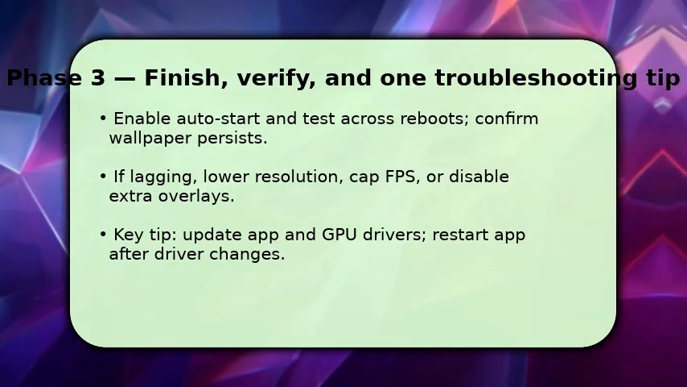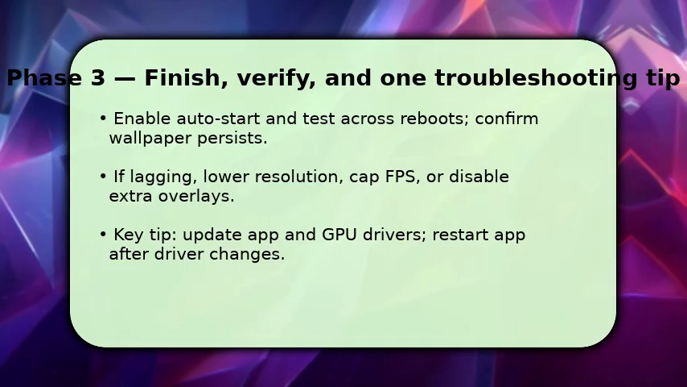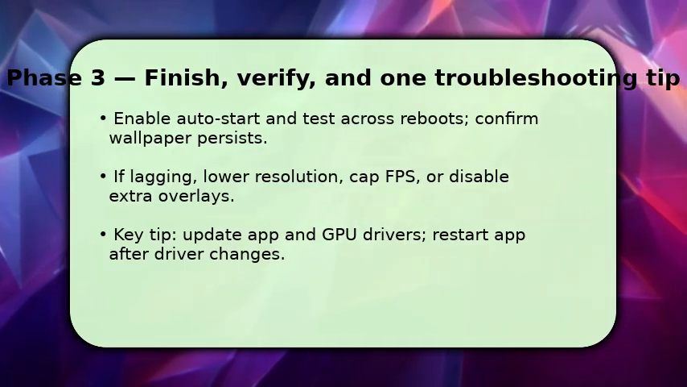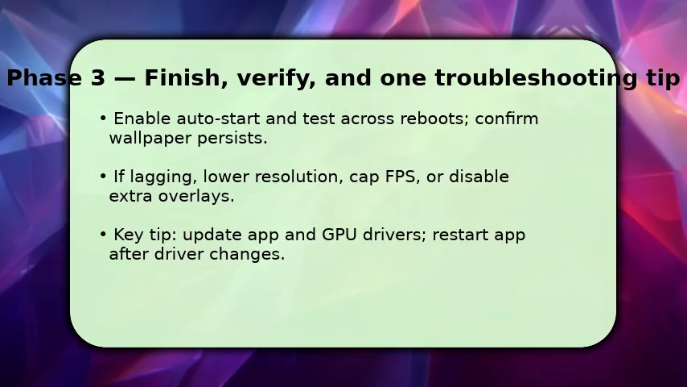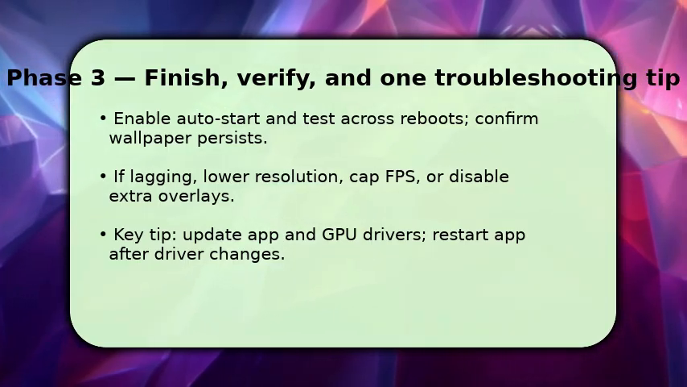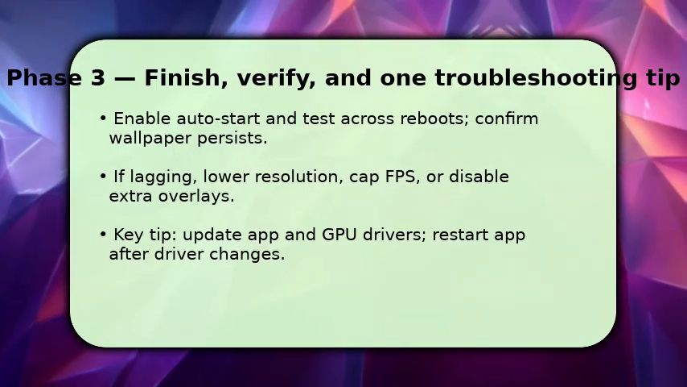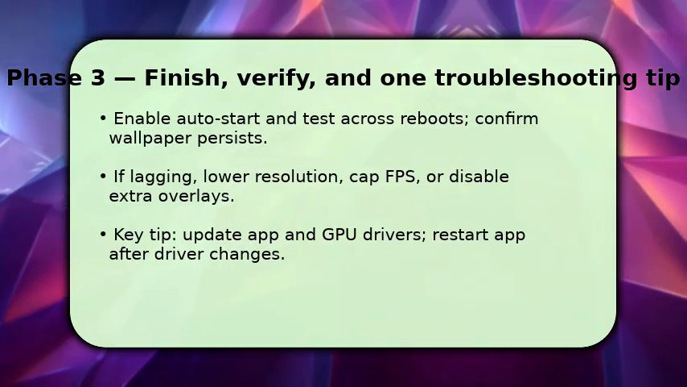If you notice stutter or high CPU, lower the wallpaper resolution, reduce FPS, or disable other overlays like game bars. Also, make sure the live wallpaper app and your GPU drivers are up to date. Updating often resolves compatibility issues.